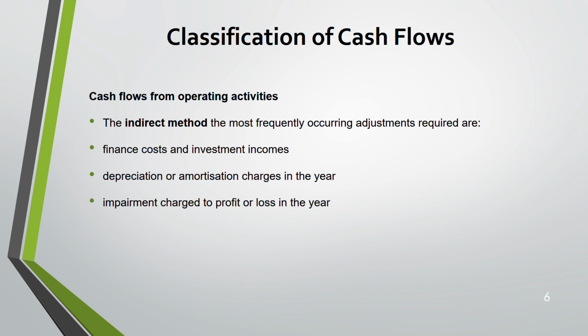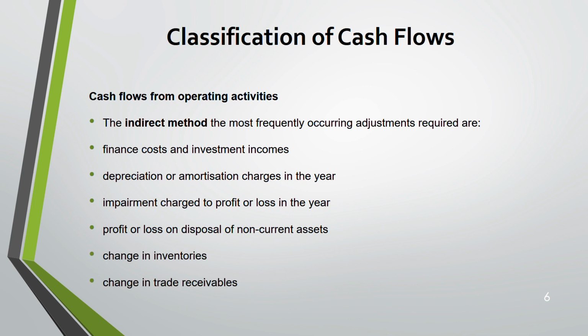Depreciation, amortization, impairment, finance cost, investment income, right? Impairment, added back. Profit and loss on disposal of non-current assets. If it's a profit, you deduct. If it's a loss, you add back. Basically, whatever you deducted to get the profit, you add back. Whatever you added to get the profit, now you deduct. It's just the opposite you do. Changes in inventories, changes in trade receivables, and changes in trade payables. Basically, inventories, receivables, and payables are known as working capital. So changes in your working capital.